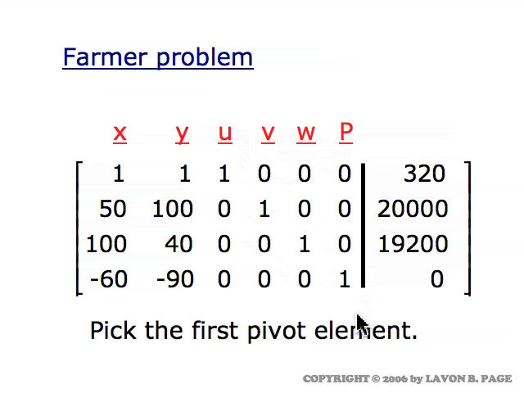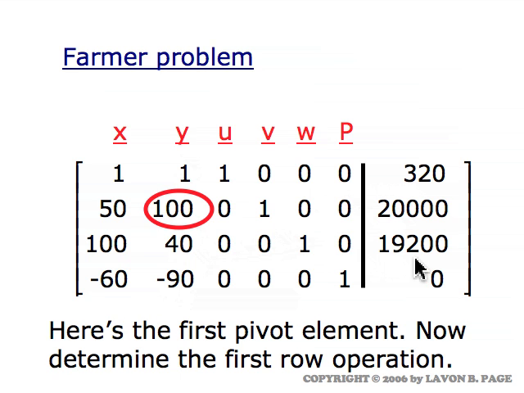Now that we're ready to start work, we check through this portion of the bottom row and see that the most negative number there is minus 90, which determines that our first pivot element will come from column 2. We check the ratios: 1 into 320, 100 into 20,000, and 40 into 19,200. We'll pick the smallest of those ratios. The smallest one turns out to be the 100 into 20,000. So the 100 becomes our first pivot element.